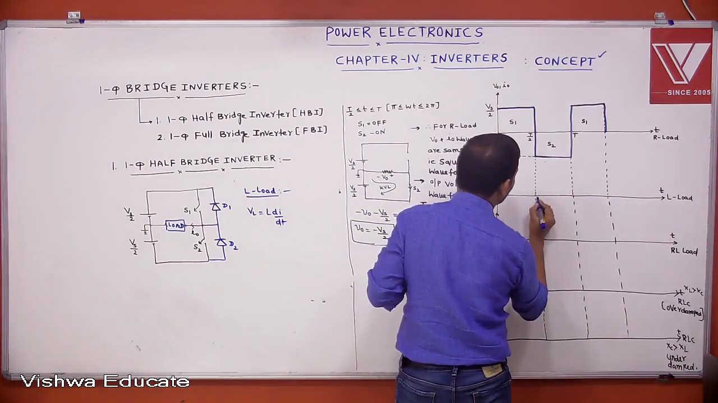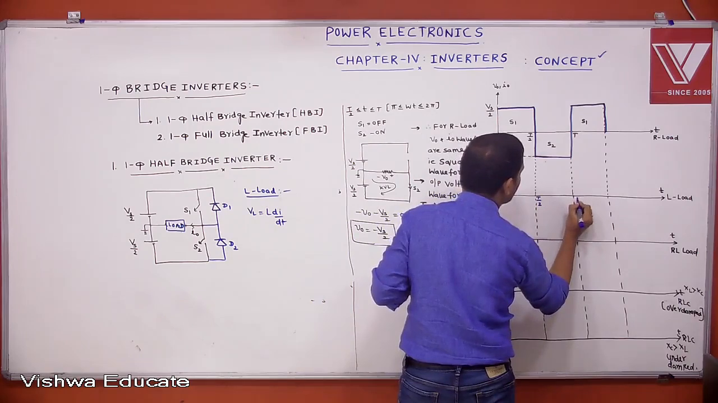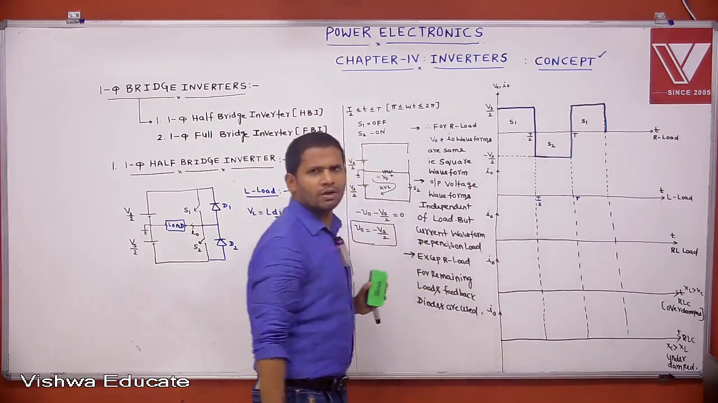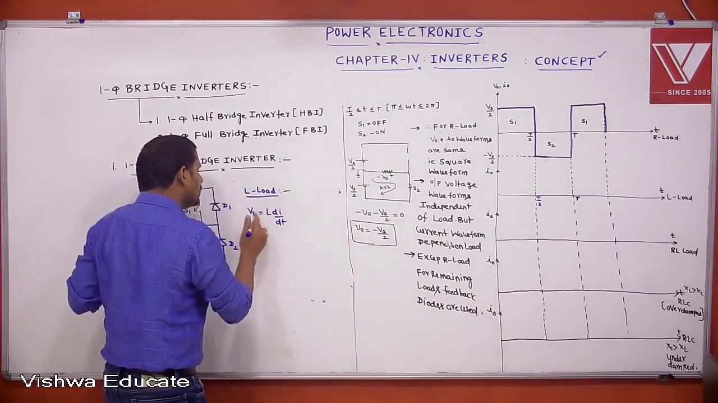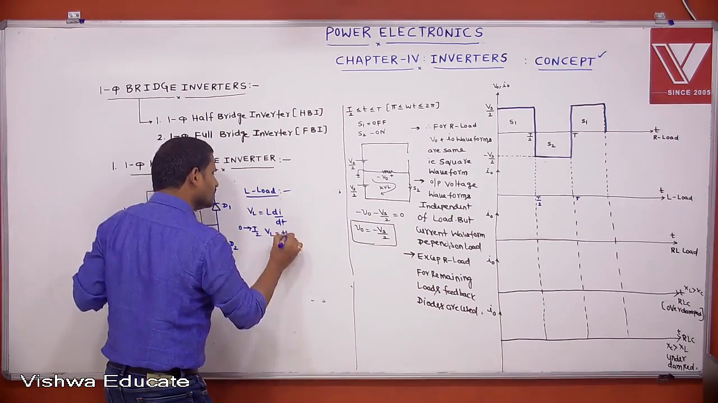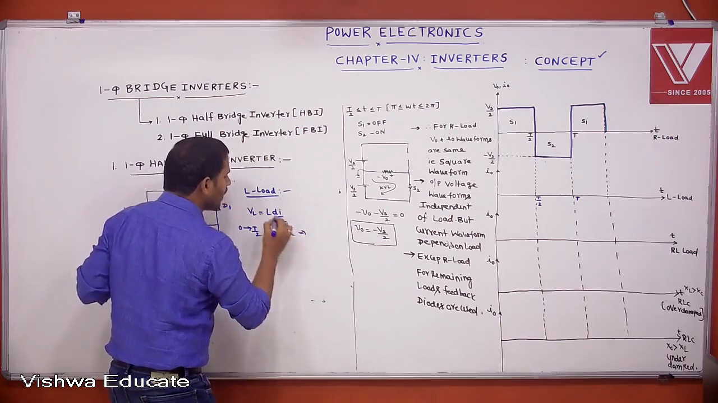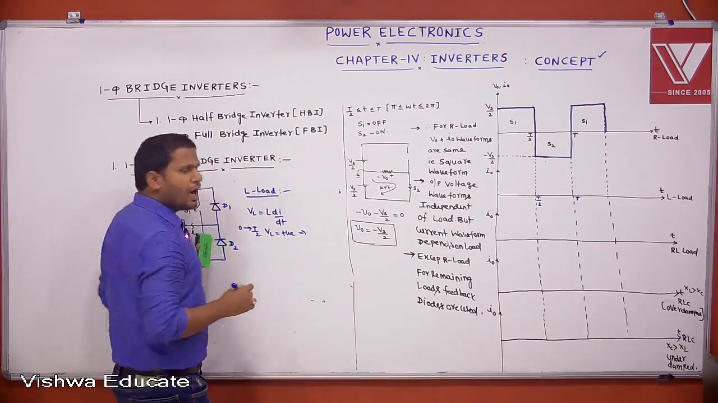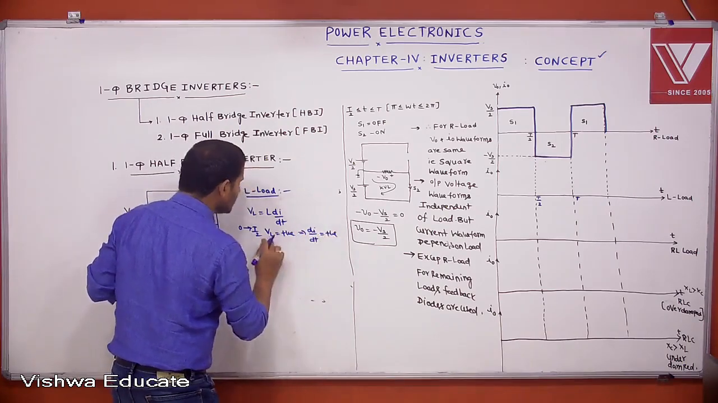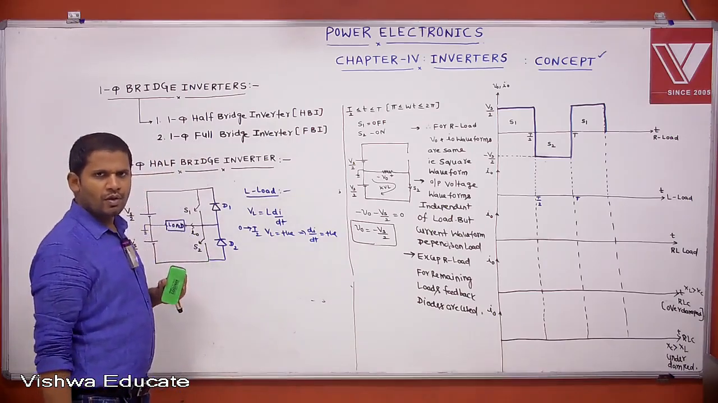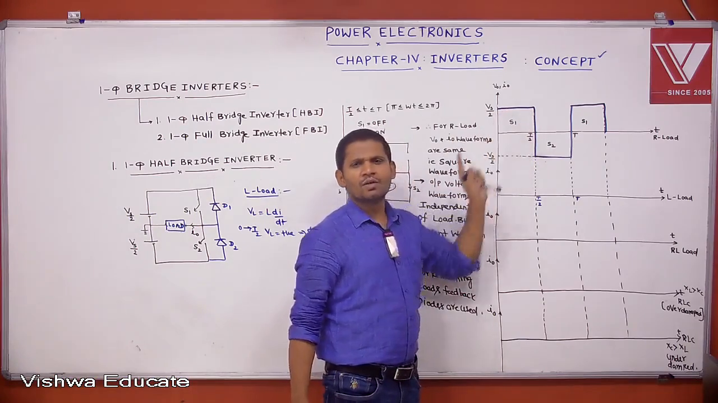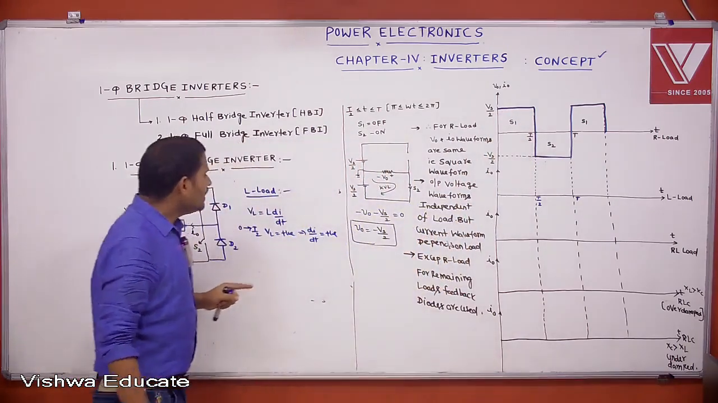Take 0 to T by 2. Is V0 positive or negative? Positive. That means for 0 to T by 2, we want VL positive. VL positive means, since inductance is always positive, di by dt must be positive to make VL positive. Why is VL positive? Because this Vs by 2 is constant and positive, the output voltage. Okay, di by dt is positive.